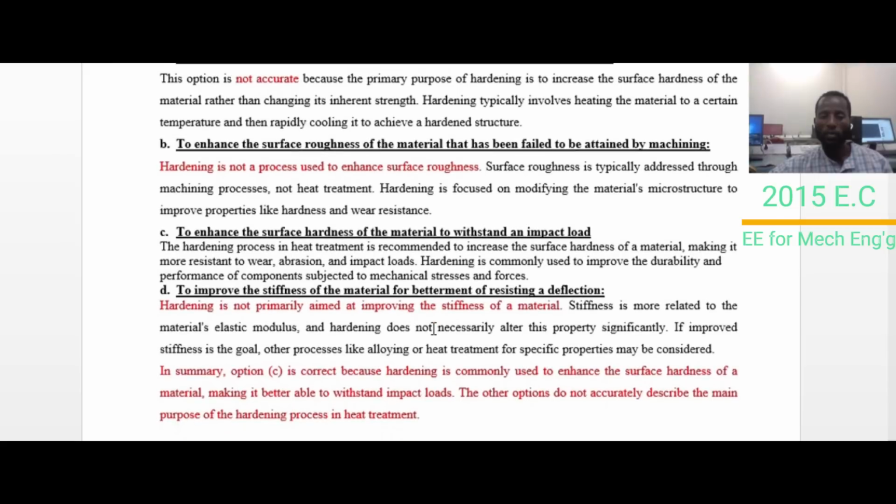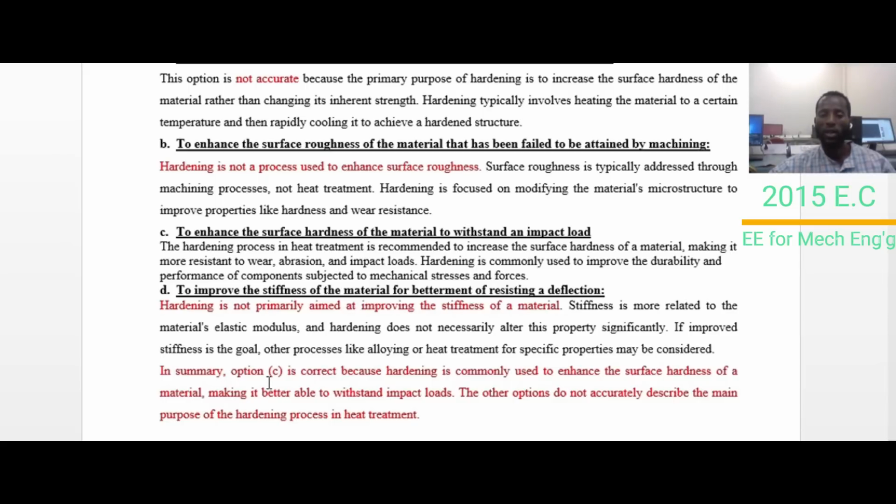In D, to improve the stiffness of a material for betterment of resistance to deflection. Hardening is not primarily aimed to improve the stiffness of the material. So this statement is also false or incorrect. Stiffness is more related to the material's elastic modulus, and hardening doesn't necessarily alter this property significantly. If improved stiffness is the goal, other processes like alloying or heat treatment for specific properties may be considered. But in this case, hardening treatment is not recommended.